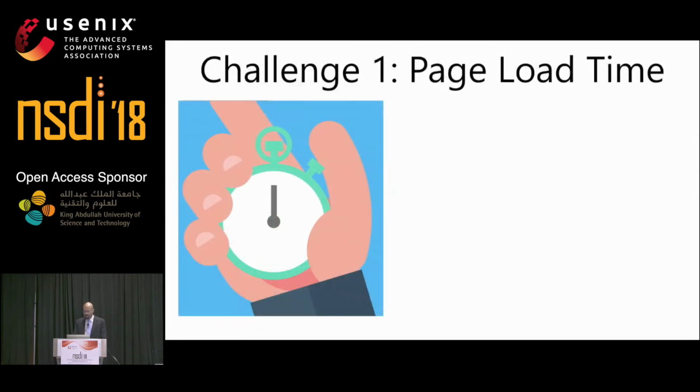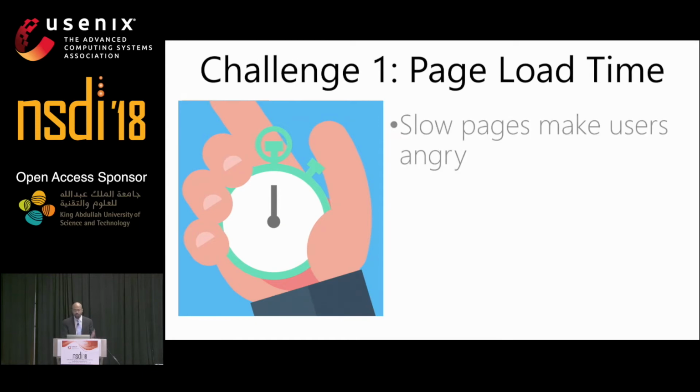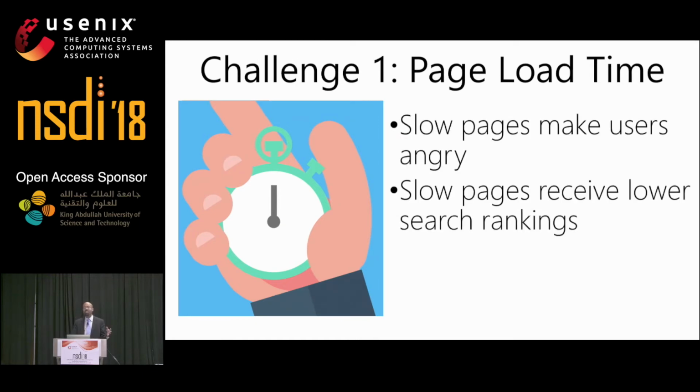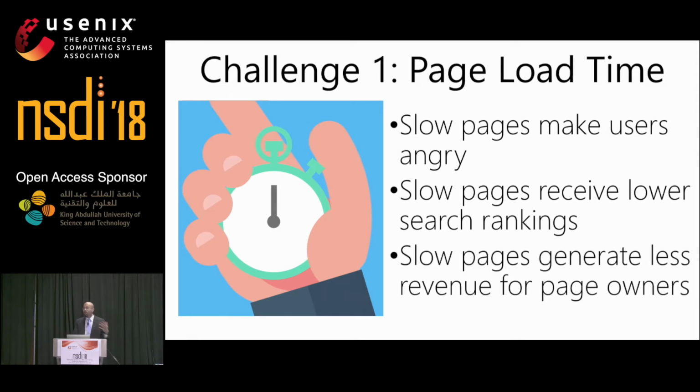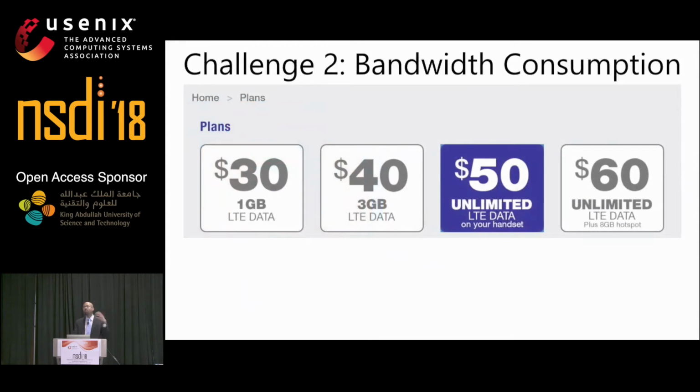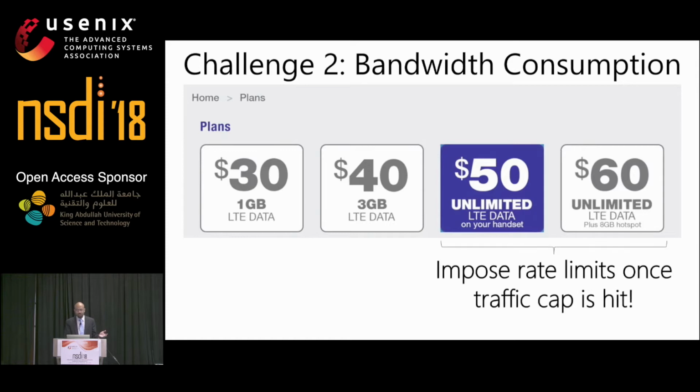So one important metric is actually page load time. So we all know that slow pages make users angry, and search engines actually assign lower ranks to pages that load more slowly. So slow pages generate less revenue for page owners. So reducing page load time is an important metric. Furthermore, we want to reduce the bandwidth consumption of mobile web pages. The reason is that many users have data plans which actually charge users according to the amount of network bandwidth that's consumed. So even so-called unlimited plans oftentimes impose rate limits once the user has hit a certain traffic cap. So reducing bandwidth consumption is also important.